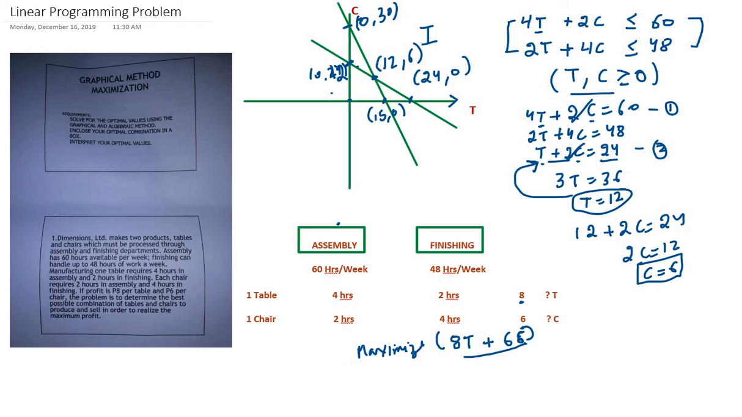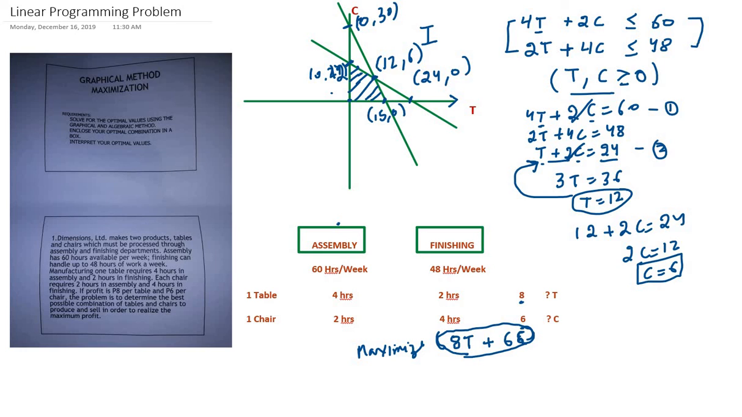Now let's look at the inequalities. So we have to work in this region, right? And t and c are greater than 0. So we are only working in this region. So we have this whole region. We have to find a point. Basically a point means a value of t and c, the number of tables and the number of chairs. We have to find that set, right? A particular value of t and c where we have to maximize this equation, 8t plus 6c, right?